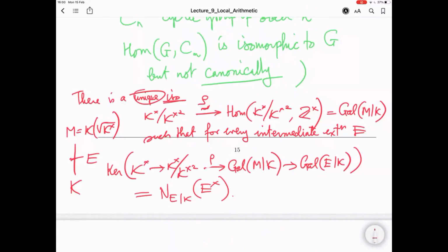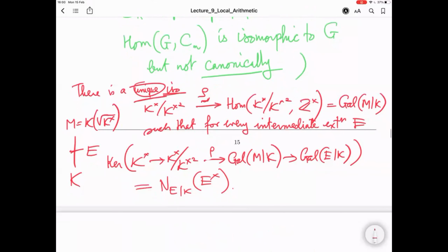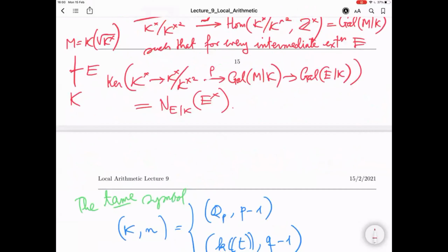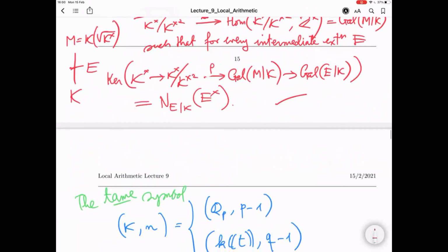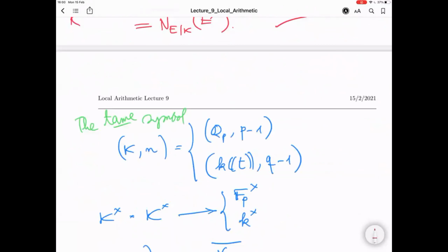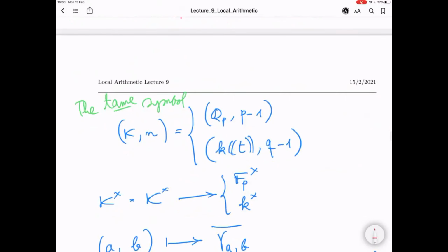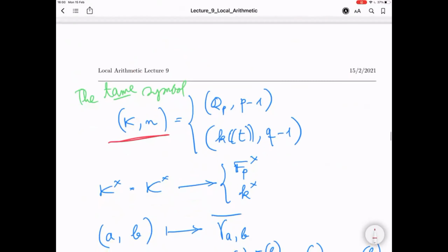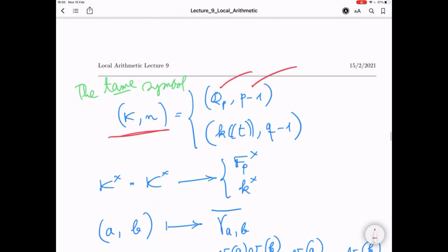Okay, right. So the assertion is that there's a unique isomorphism, rho, satisfying this property about the norms. This is what we have done. Now I'm going to explain what we would like to do in future lectures. So another case where the Kummer theory applies is when K is Q_p and n is p minus 1, or when K is k((t)) and n is q minus 1.